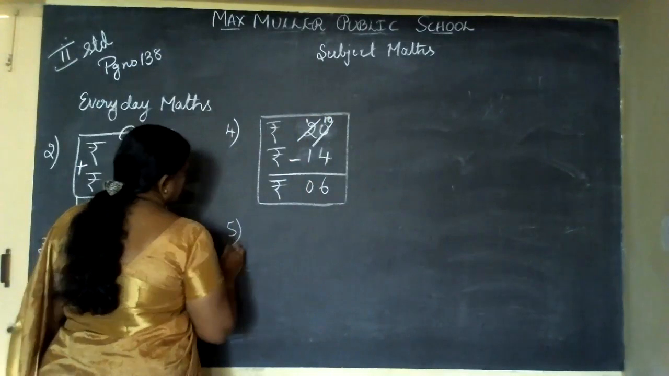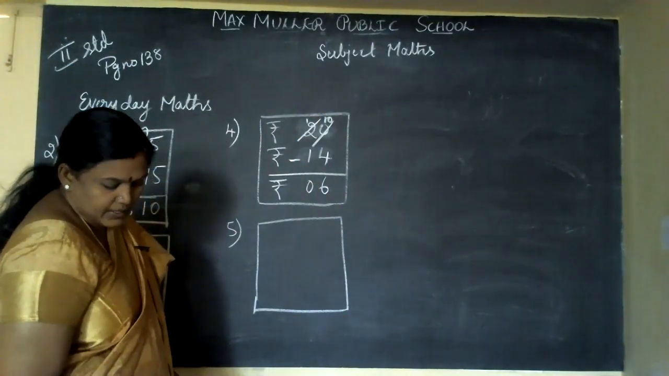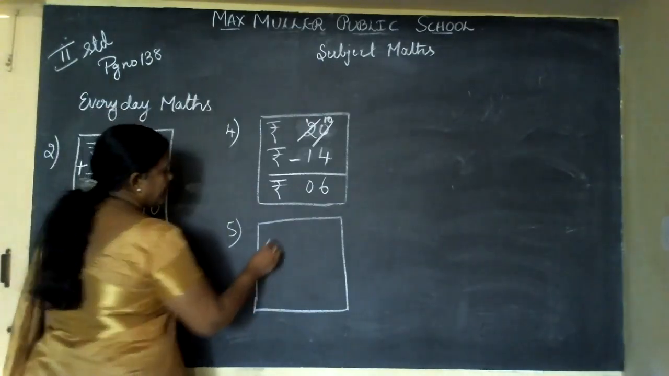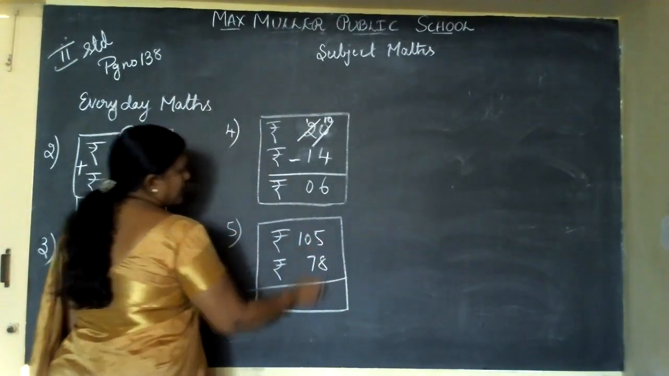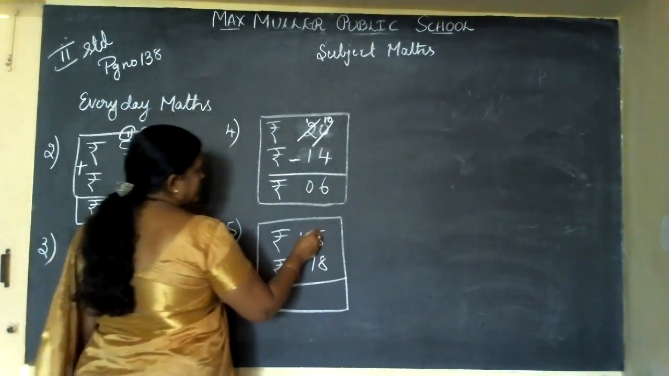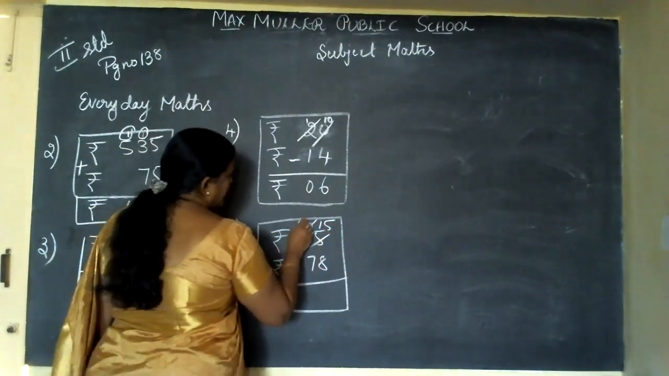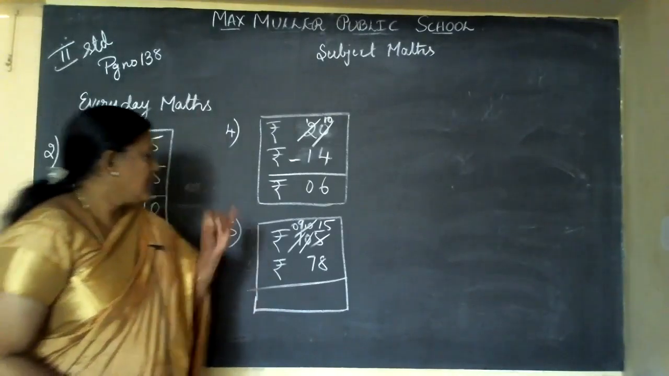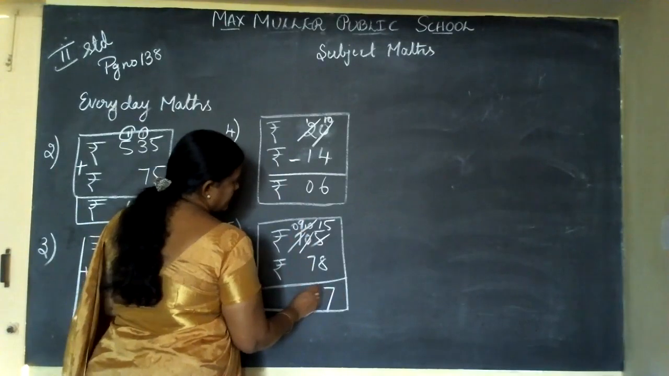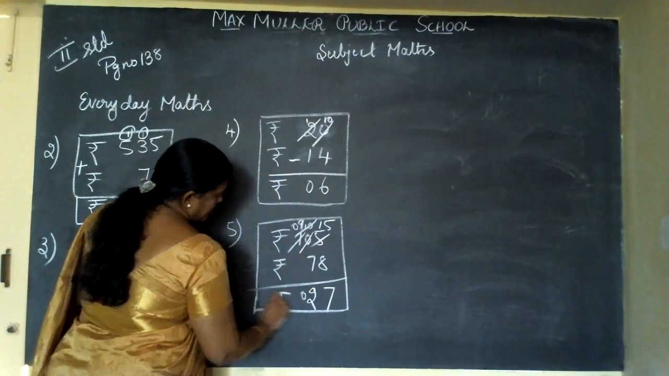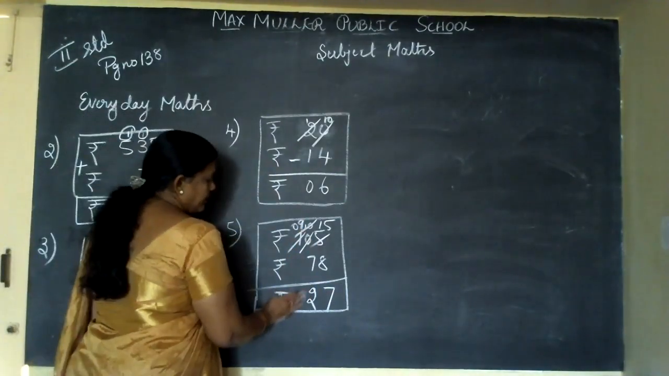Now, fifth one. Sid has 78 rupees. His friend has 105 rupees. See, 105 first you want to write. After that, 78. Here, we cannot take 8 from 5, so you want to borrow. 0 is there. First, 0 becomes 10. From the 10 you take 1, so 5 becomes 15, 10 becomes 9, 1 becomes 0. Now 15 minus 8: 9, 10, 11, 12, 13, 14, 15. That is 7. 9 minus 7, 2. 0. So 27 rupees. Sid's friend has 27 rupees more than Sid. Write 5 sums, children.